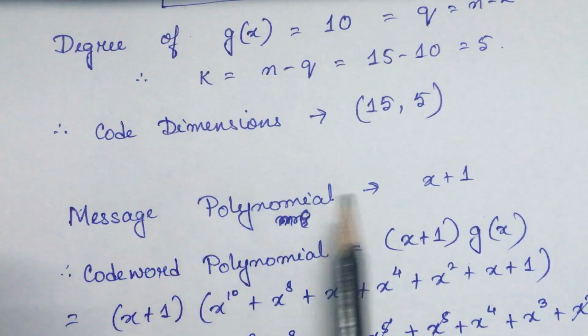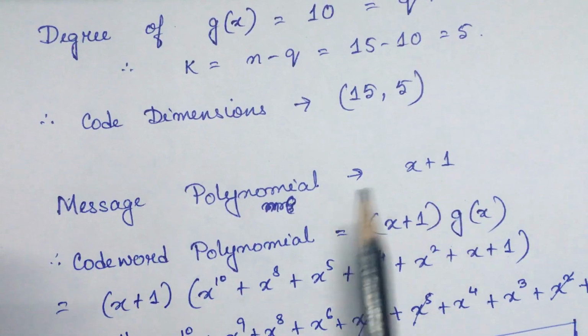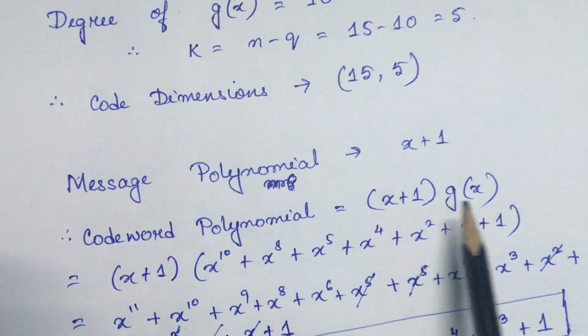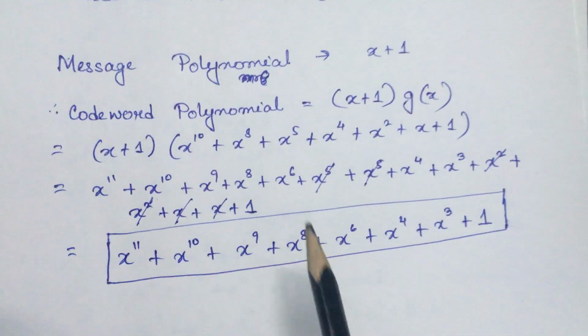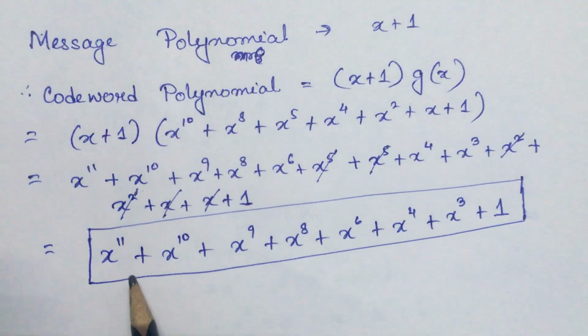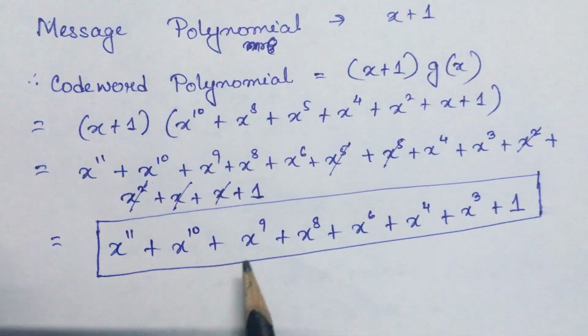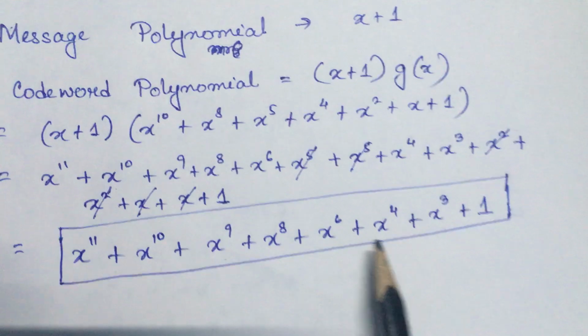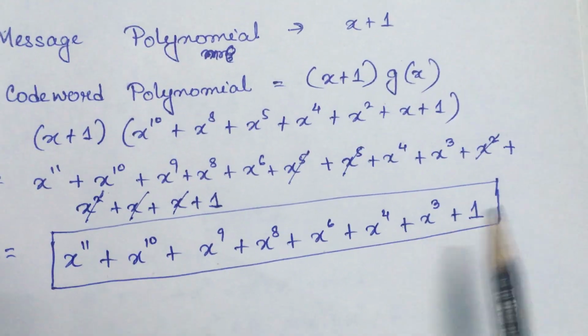Now the given message polynomial is x plus 1. So the code word polynomial is the product of the message polynomial and the generator polynomial, and from there we get the code word polynomial as x to the power 11 plus x to the power 10 plus x to the power 9 plus x to the power 8 plus x to the power 6 plus x to the power 4 plus x cube plus 1.